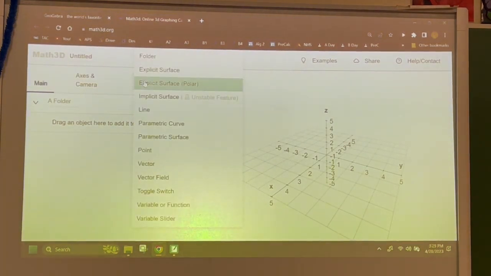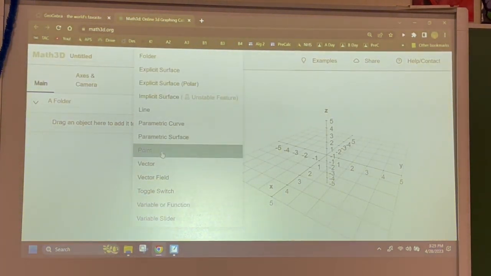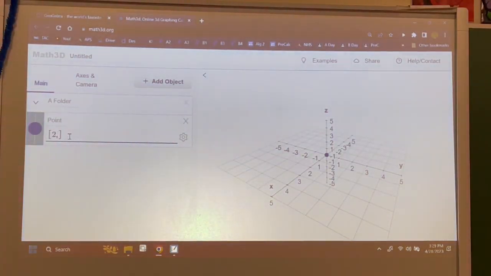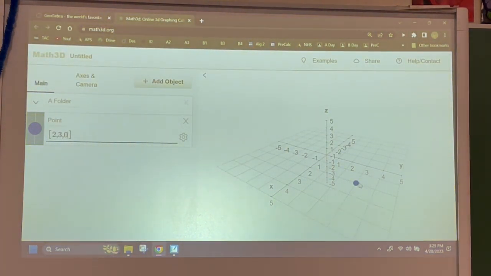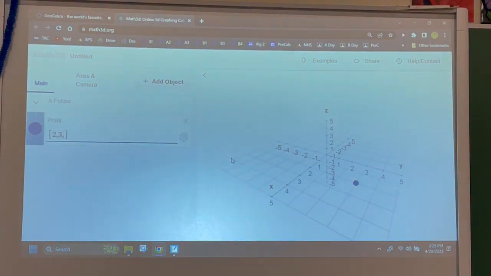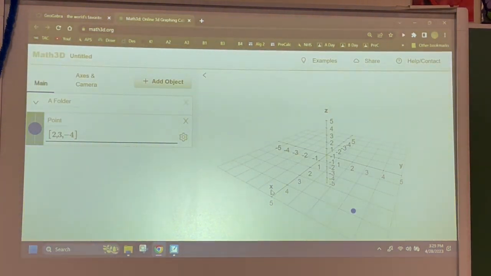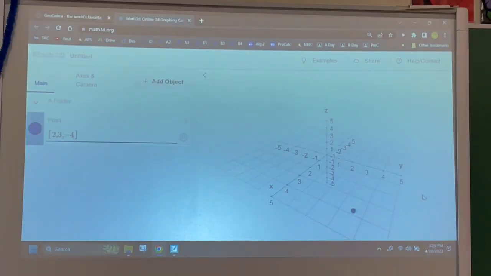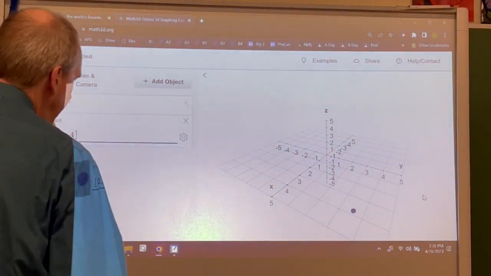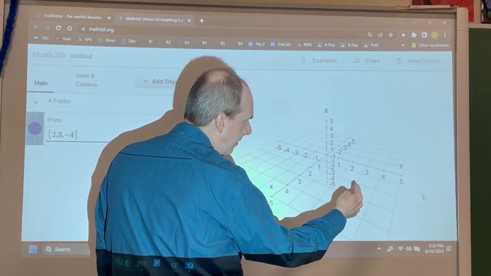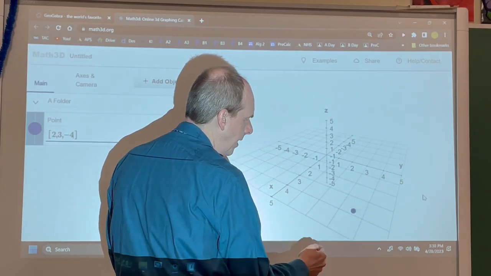My next step would be to add an object. Looking to add a point. Hopefully you get my point. We'll start with 2, 3, and 0. There it is. We went out 2, over 3. We didn't go up or down any. But as soon as I go down 1 point, or down 2 points, or down 3 points, or down 4 points, you'll see my point is moving. And it becomes very difficult then to visualize that this was still 2 units out and 3 units to the right. But it just went down from there.